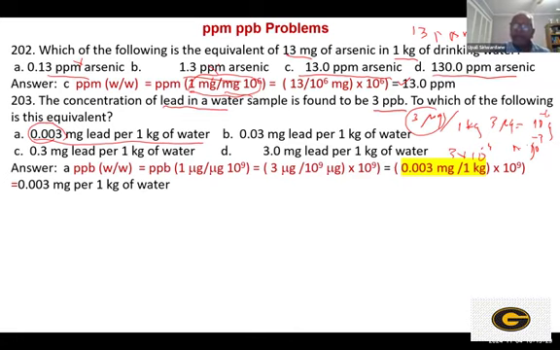A is the correct answer. I did the calculation here. You can follow up looking at the calculation, how I got answer A.